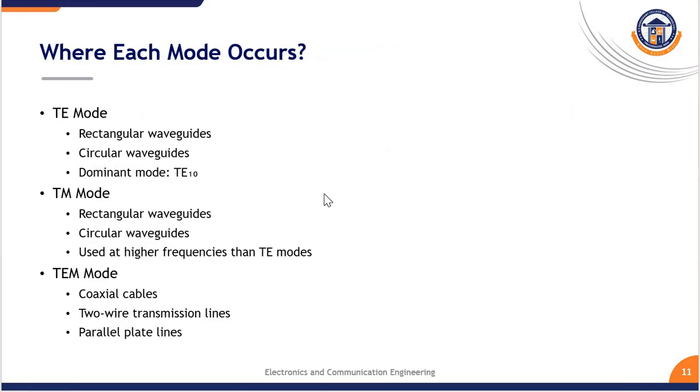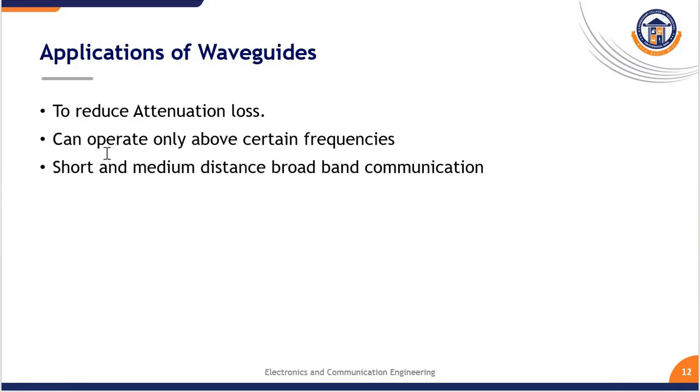Where each mode occurs: TE mode occurs in rectangular waveguide and circular waveguide, and the dominant mode is TE10. TM mode occurs in rectangular and circular waveguides, used at higher frequencies than transverse electric modes. TEM mode occurs in coaxial cables, two-wire lines, parallel plate lines. Application of waveguides: reduced attenuation loss, can operate only above certain frequencies, short and medium distance broadband communication.